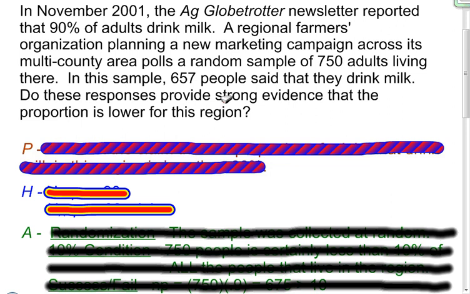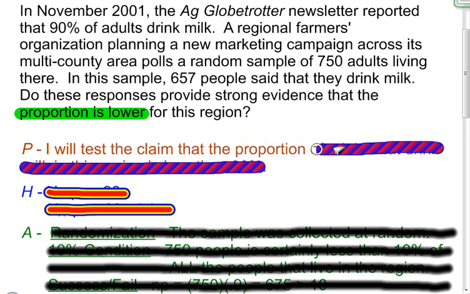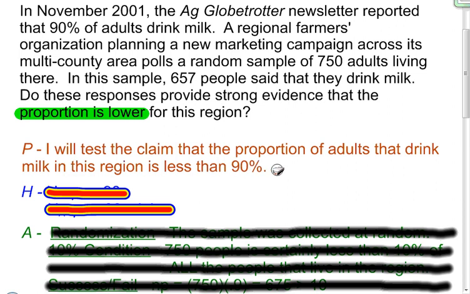So in this case, if you look at this example, it doesn't specifically say the claim is this or the farmers claim this. But look at the question itself. It says, do the responses provide evidence that the proportion is lower? And that's the key right there. When it says the proportion is lower, that sets up the claim that I'm trying to test. So in this case, I'm going to say I will test the claim that the proportion of adults that drink milk in this region is less than 90%.